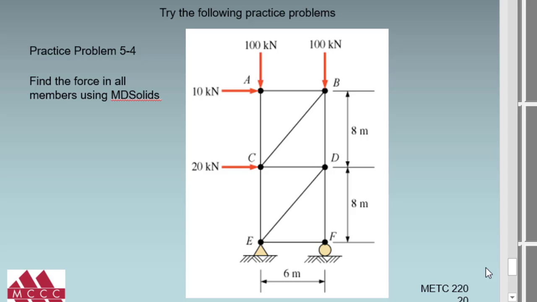Now let's take a look at practice problem 5-4. Again, we have a truss. It has four loads on it, and it's metric, so everything will be in kilonewtons this time, and all the dimensions will be in meters. Again, with MD Solids, it doesn't really matter. The units don't show up yet when we do this analysis. They will if we calculate things later on.